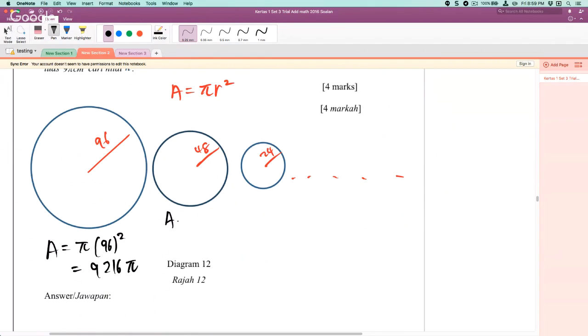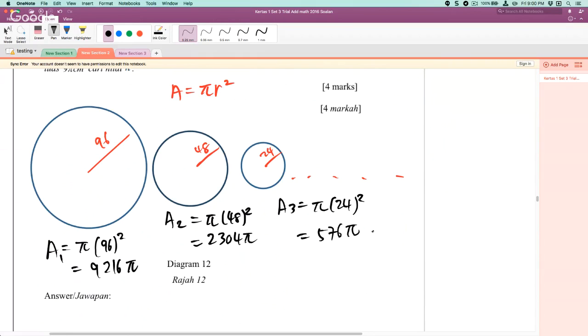For the second one, I write A1, A2. So do the same thing, pi 48 square. So 48 square, you basically get 2304 pi. And then same thing for the third circle, pi 24 square. So 24 square, you basically get 576 pi. I leave it in terms of pi because now I form the new progression by myself: 9216 pi, 2304 pi, 576 pi, and so on.